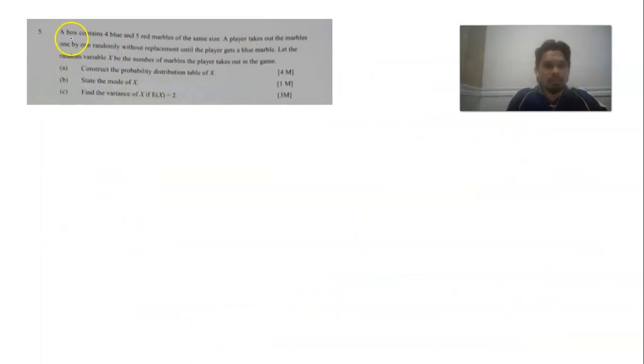A box contains 4 blue and 5 red marbles of the same size. A player takes out the marbles one by one randomly without replacement until the player gets a blue marble. Let the random variable X be the number of marbles the player takes out of the box.